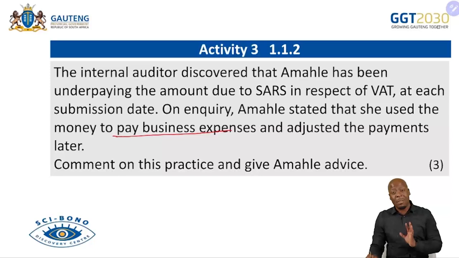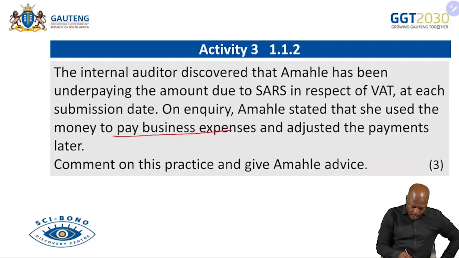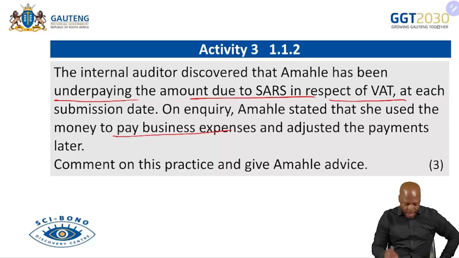Already, there's a problem here, because she has used the amount due to SARS for VAT. She has used that amount to pay for business expenses and adjusted the payments later. Okay, you can follow what is happening here. Now, comment on this practice and give Amahle some advice. We need to comment on this practice. What practice is it? She has been underpaying the amount due to SARS in respect of VAT. On every submission date, the amount has been underpaid.